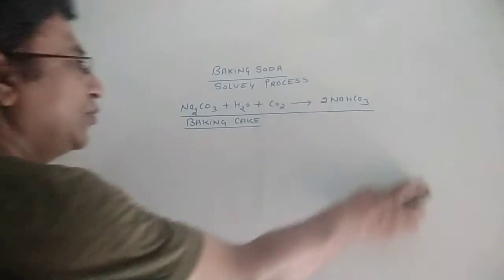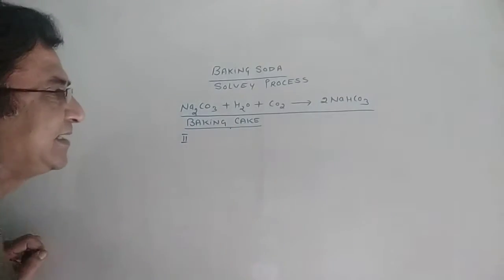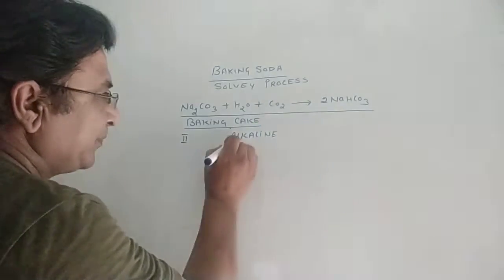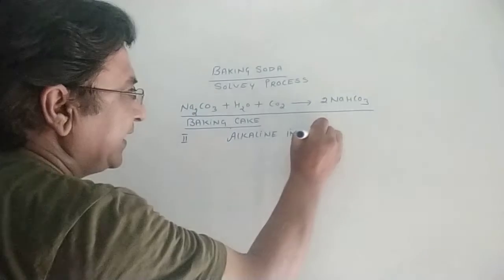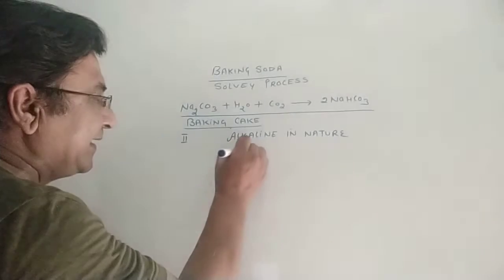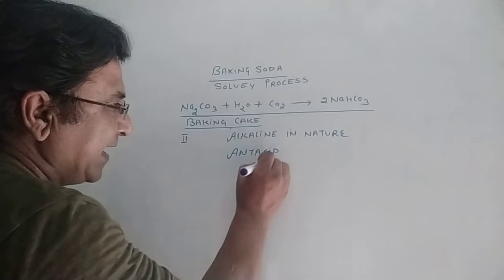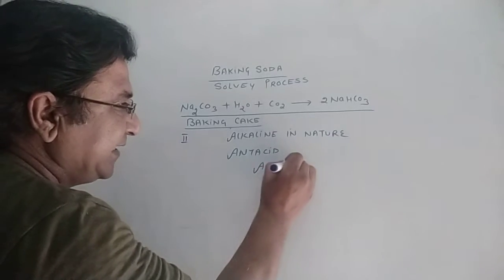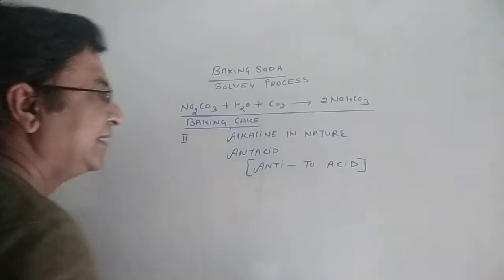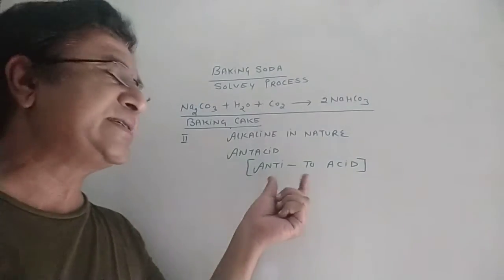Let us understand one more thing. Second, baking soda is alkaline in nature, so that is why it is also utilized in the pharmaceutical industry to make antacid. What is antacid? Anta means anti, against acid. Whenever a patient has an acidity problem, then antacid is given.